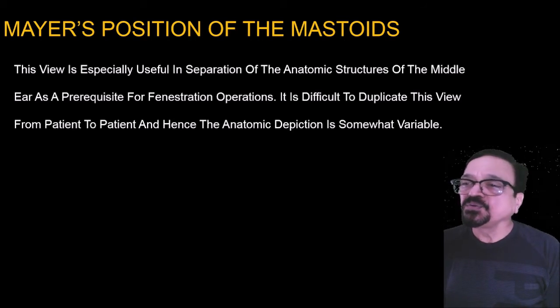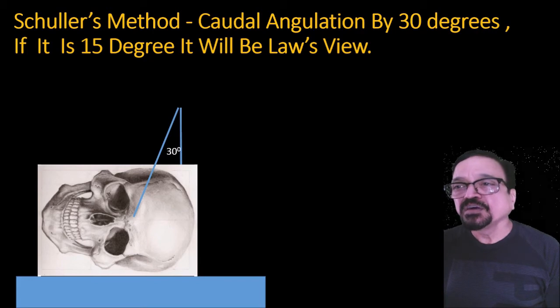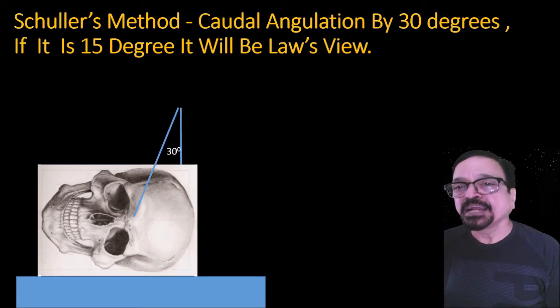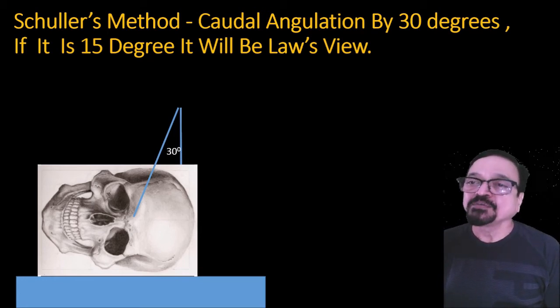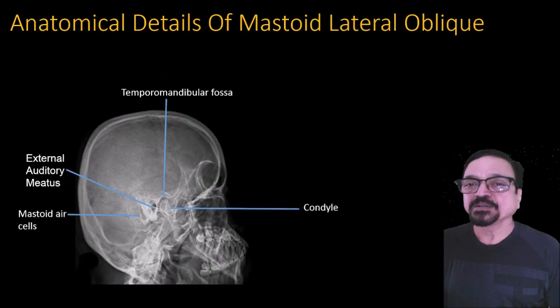It is difficult to duplicate this view from patient to patient, and hence the anatomic depiction is somewhat variable. Now here we are showing you a routine and standard method. First is Schuller's method. The caudal angulation is up to 30 degrees. However, from 15 degrees Law to Schuller's 30 degrees, any angle depending on the requirement, depending on the permutation, may be required to be done. So here we are saying 30 degrees caudal. Head position is same as that of the skull lateral.